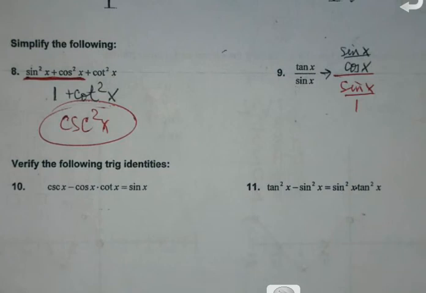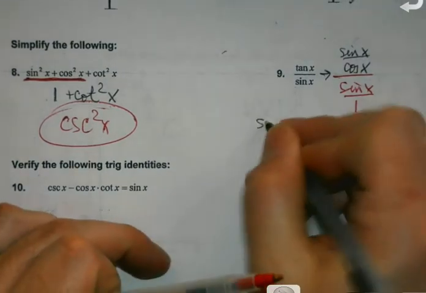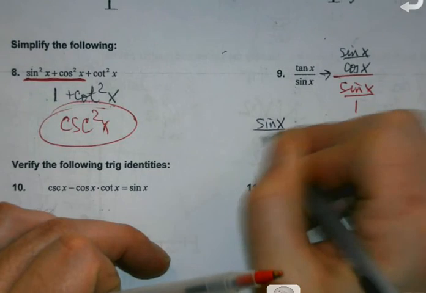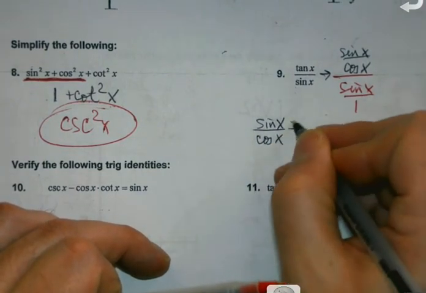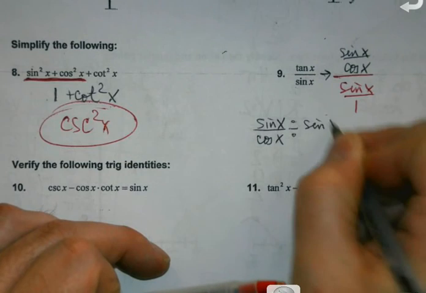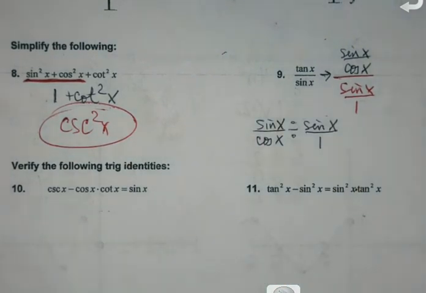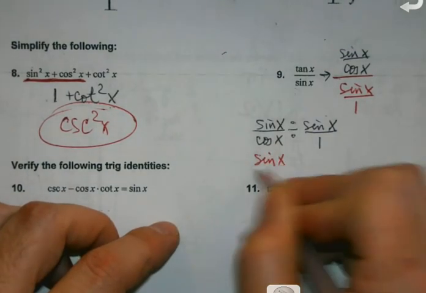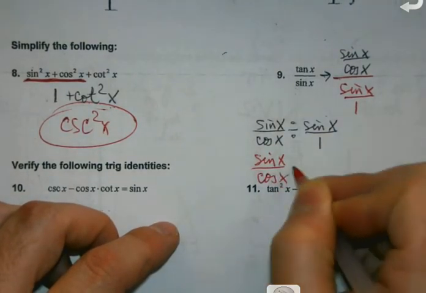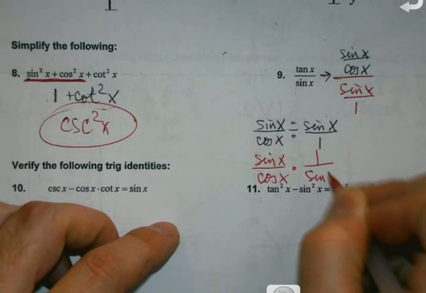Do not let fraction divided by fraction get you. Remind yourself, if you need to write it out this way even, do it, okay? If looking at it vertically messes you up, let's look at it horizontally. And then write. When I'm dividing by a fraction, you take its reciprocal and it turns into multiplication. So sine x over cosine x times 1 over sine of x.